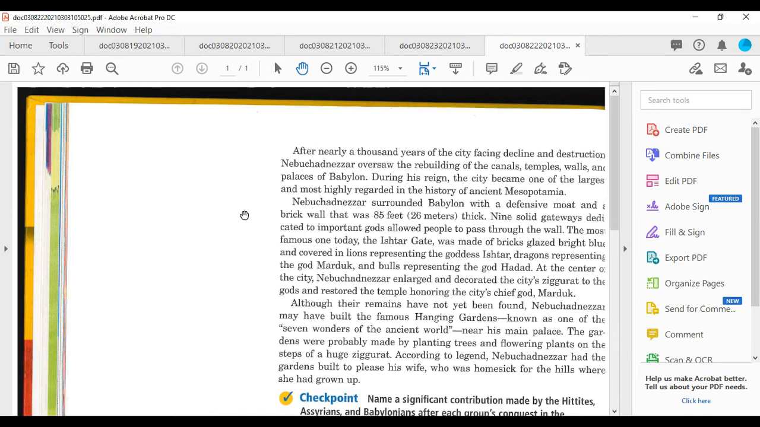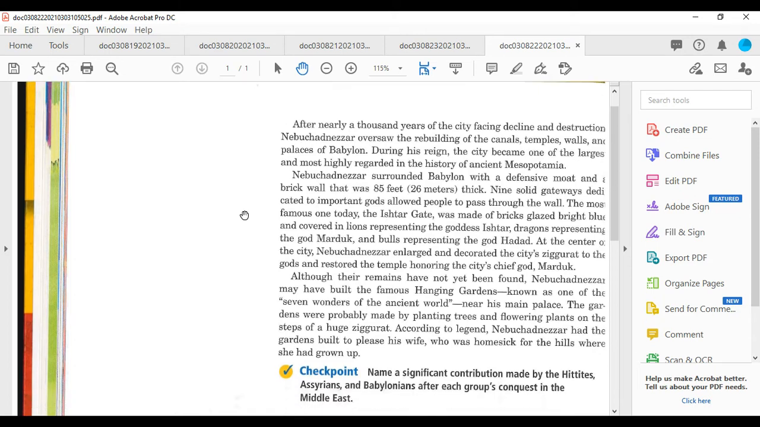The most famous one today, the Ishtar Gate, was made of bricks glazed bright blue and covered in lions representing the goddess Ishtar, dragons representing the god Marduk, and bulls representing the god Hadad. At the center of the city, Nebuchadnezzar enlarged and decorated the city's ziggurat to the gods and restored the temple, honoring the city's chief god, Marduk.